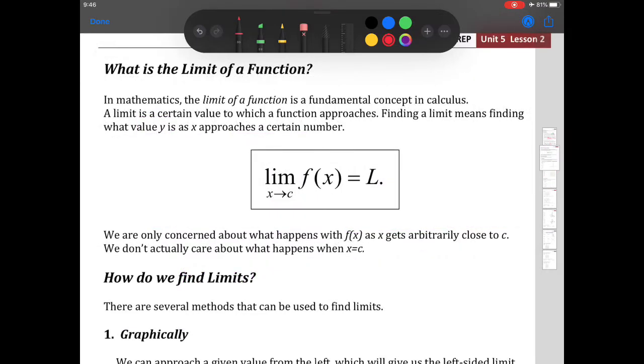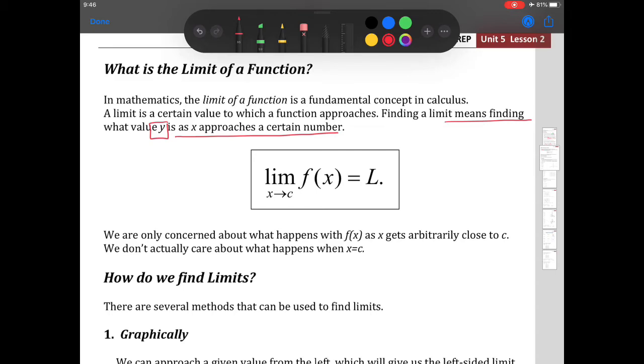Now let's look at this. What is the limit of a function? In mathematics, the limit of a function is a fundamental concept in calculus. A limit is a certain value to which a function approaches. Finding a limit means finding what value y is as x approaches a certain number. So basically, limit is your y value. So this is very, very important. I want you to understand that. Okay, so all I'm asking you is, when x is a certain number, what's my y? How is my y behaving? And that helps us understand more things.